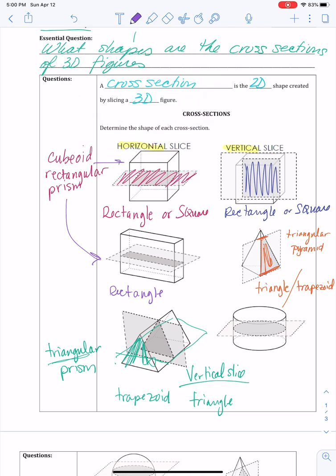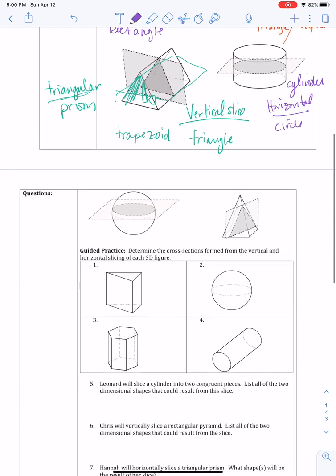The last one is a cylinder. And when I do a horizontal slice, then I get a circle. This is a sphere. We get a circle when we slice it any way. And this is a square pyramid, excuse me. And we get a triangle when we slice it.